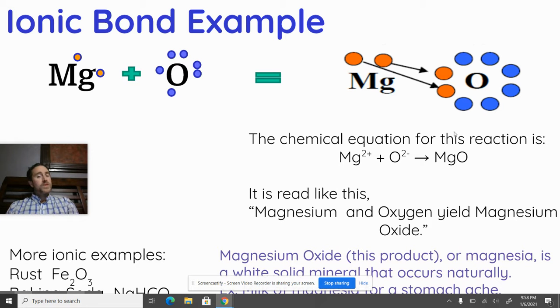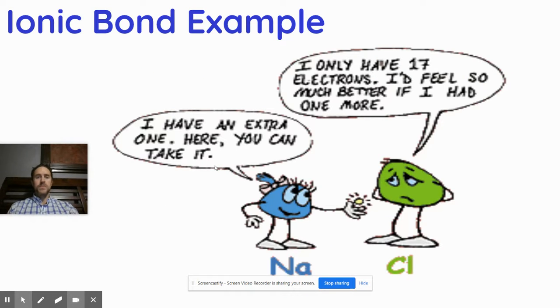The chemical equation for this reaction is magnesium, and this 2+ just means that magnesium had a 2 positive charge, plus oxygen, and again we have that 2 negative charge because it gained 2 electrons, goes to MgO. How we would read this is magnesium and oxygen yield magnesium oxide. We'll talk more about naming in a minute. Okay, so this is an ionic bond example.